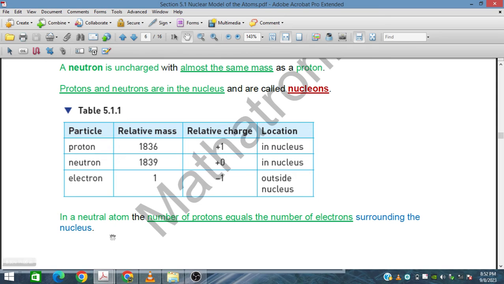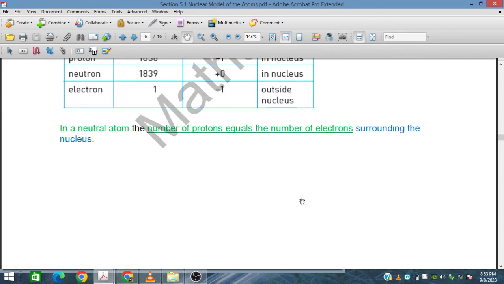In a neutral atom, the number of protons and the number of electrons are always equal, and the electrons surround the nucleus while the protons are in the nucleus.